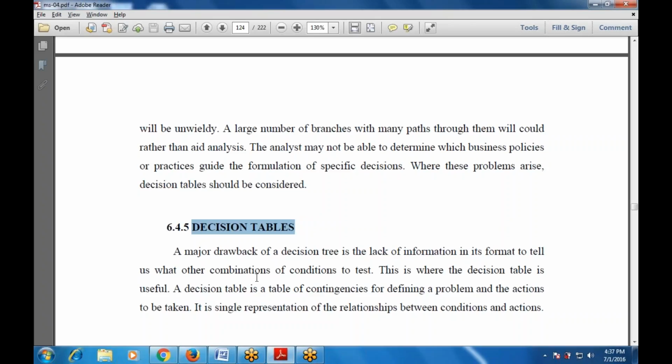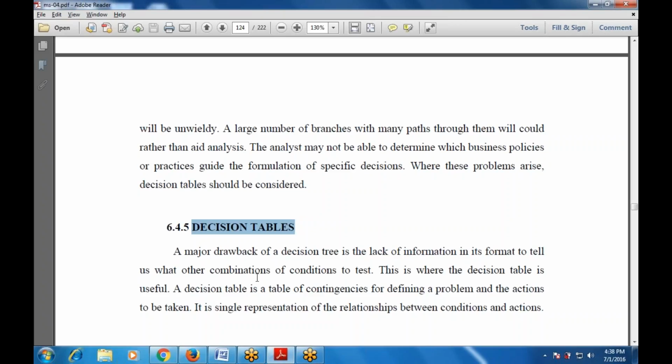This is where the decision table is useful in the case of data combination. A decision table is a table of contingencies for defining a problem and the actions to be taken. What are the various actions that are carried out for the various contingencies used to define a problem? It is a single representation of the relationship between the conditions and the actions. So a decision table means a table will be drawn with both the conditions and the actions.